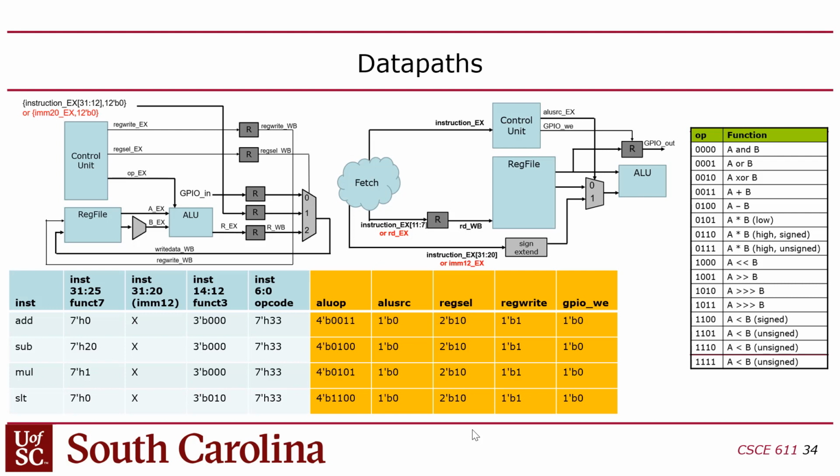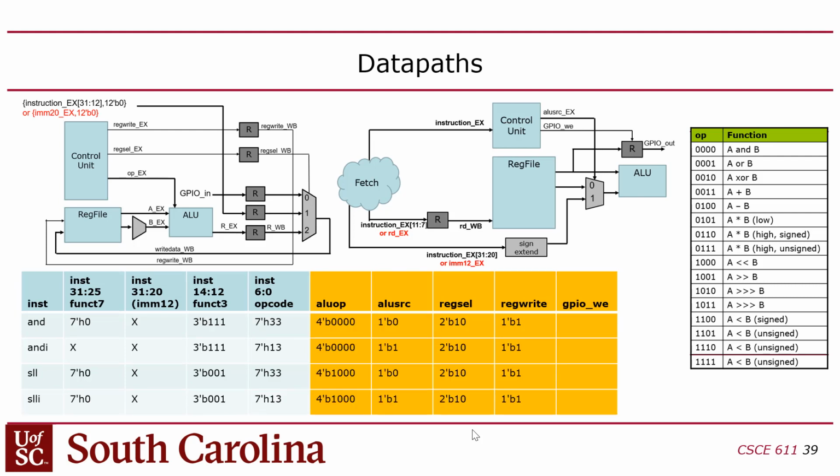The only one that's different is the ALU op, which you have to look up in this table to figure out what to set for whatever you want the ALU to do. And the ALU in this case is just doing whatever the instruction mnemonic says to do: add, subtract, multiply, or set less than. Does that make sense?